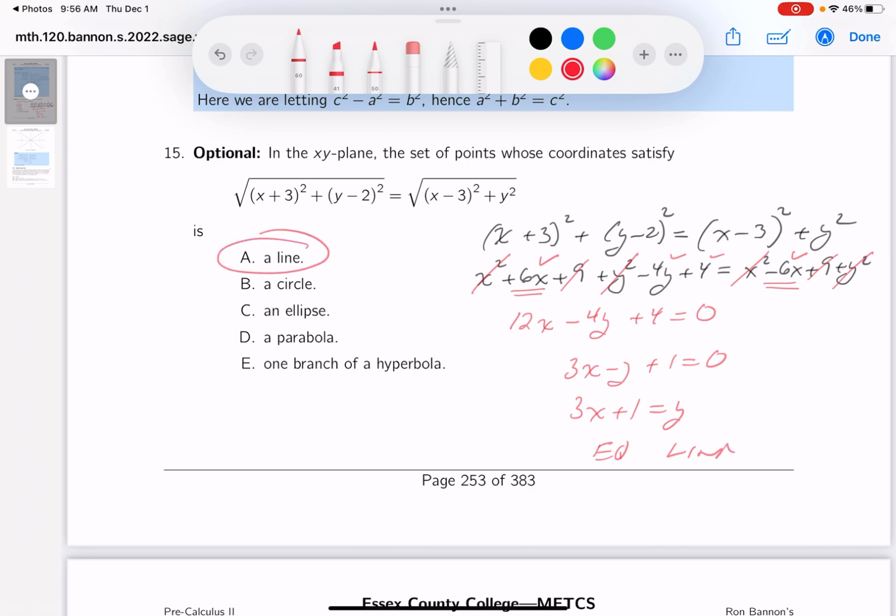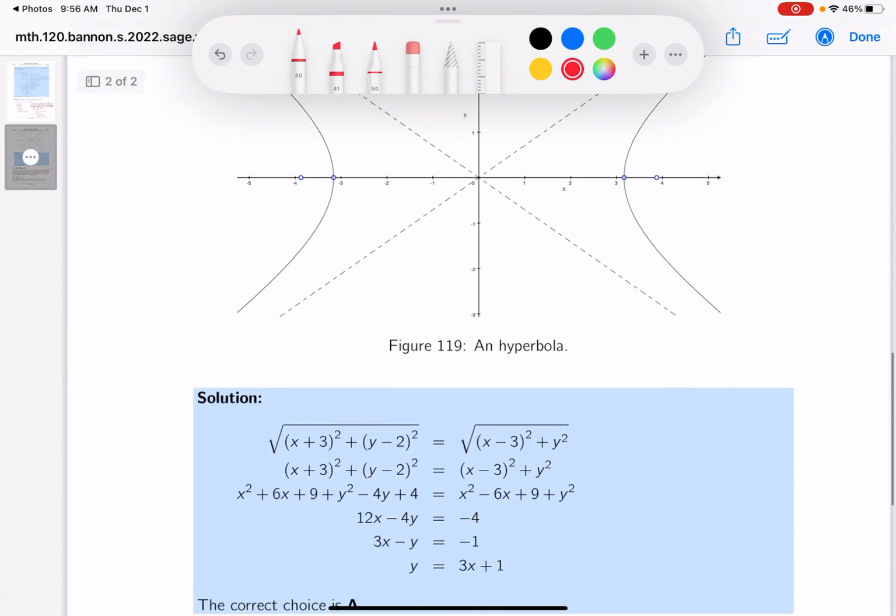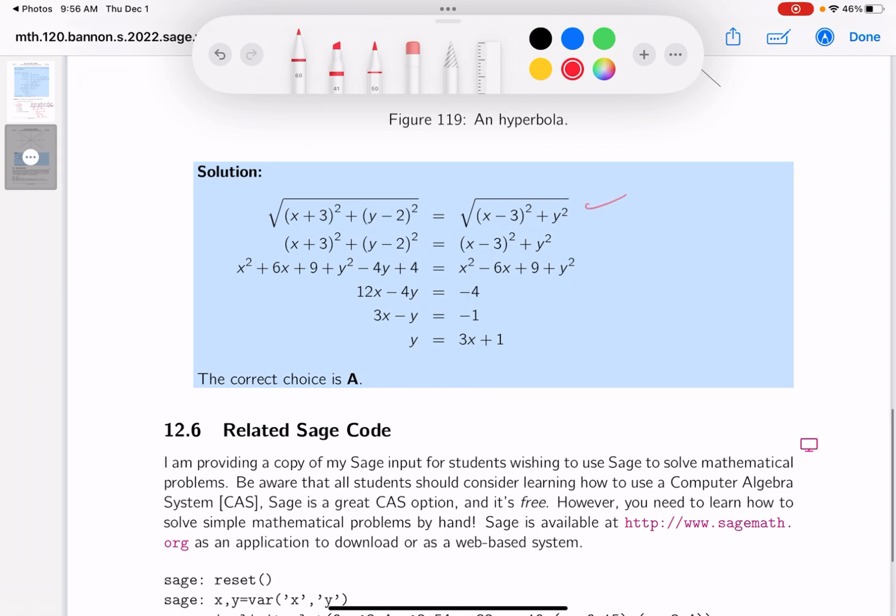What's the correct answer? A is the correct answer. Let me briefly go through the work for you. The work is over here, me doing what I said I was going to do. It basically comes down to this over here. So again, the correct choice is A.